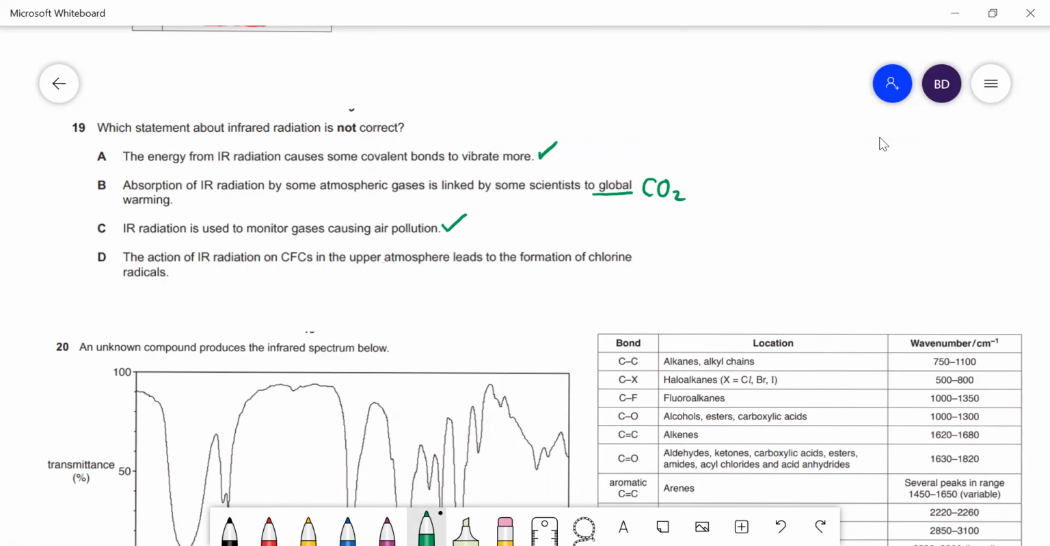You can continuously monitor it. You don't have to do any chemical reactions or anything. So that's a good way of doing it. This one there is wrong.